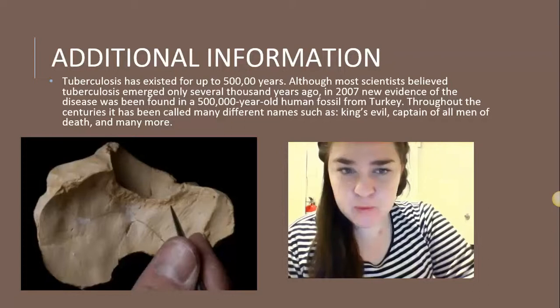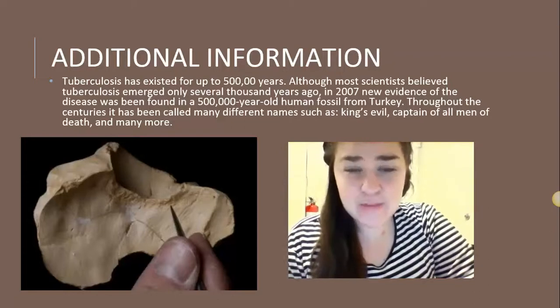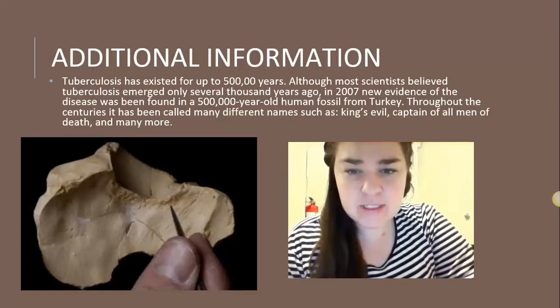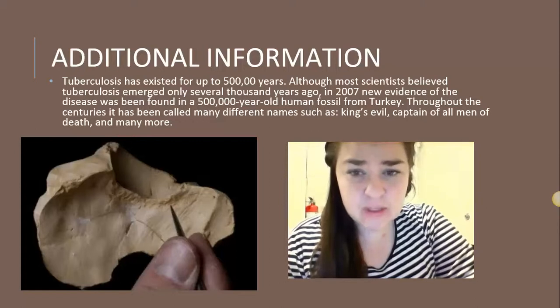So something cool about tuberculosis is that it has existed for up to 500,000 years. Although most scientists believe tuberculosis emerged only several thousand years ago, in 2007, new evidence of the disease was found in a 500,000-year-old human fossil from Turkey. Throughout the centuries, it has been called many different names, such as King's Evil, Captain of All Men of Death, and many others.